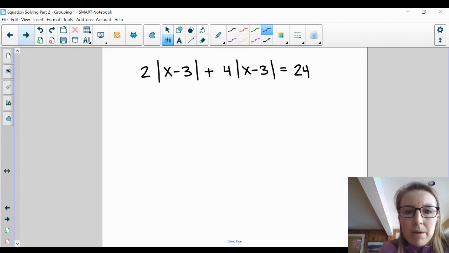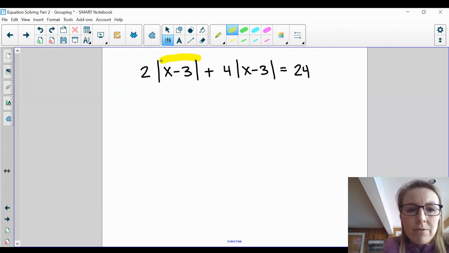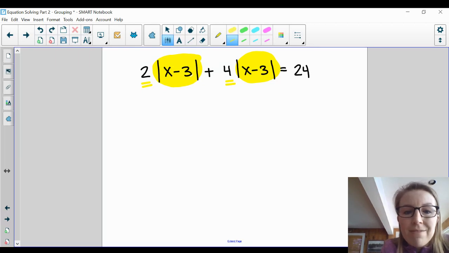When we see something a bit more complex like this, I want you to think about combining like terms. Our terms now, though, are super fancy. Instead of just combining x's or y's or a's or b's, we're now combining bigger groups. So that's why I was saying this involves grouping. If you notice here, we have the absolute value of x minus 3. In fact, I specifically have 2 groups of the absolute value of x minus 3. I also have the absolute value of x minus 3 over here, but this one is 4 groups. So I have like terms.